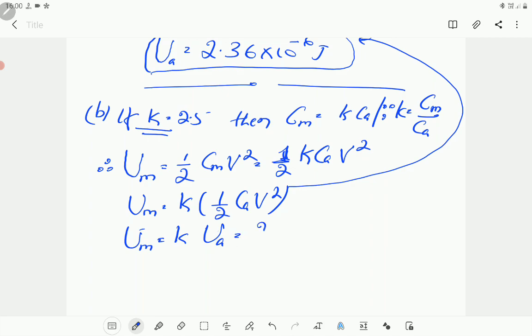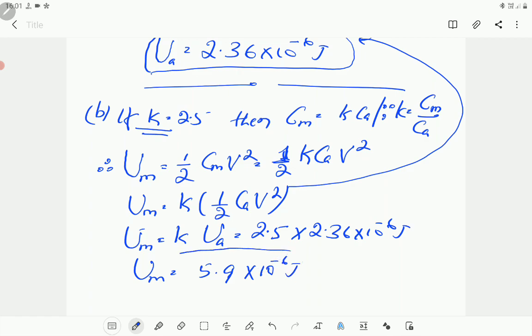That's why K value 2.5 times the value of U, which is 2.36 10 to the power minus 6 joule. The value of energy stored with dielectric constant as the medium is coming around 5.9 into 10 raised to the power minus 6 joule. This is the value of energy with medium.